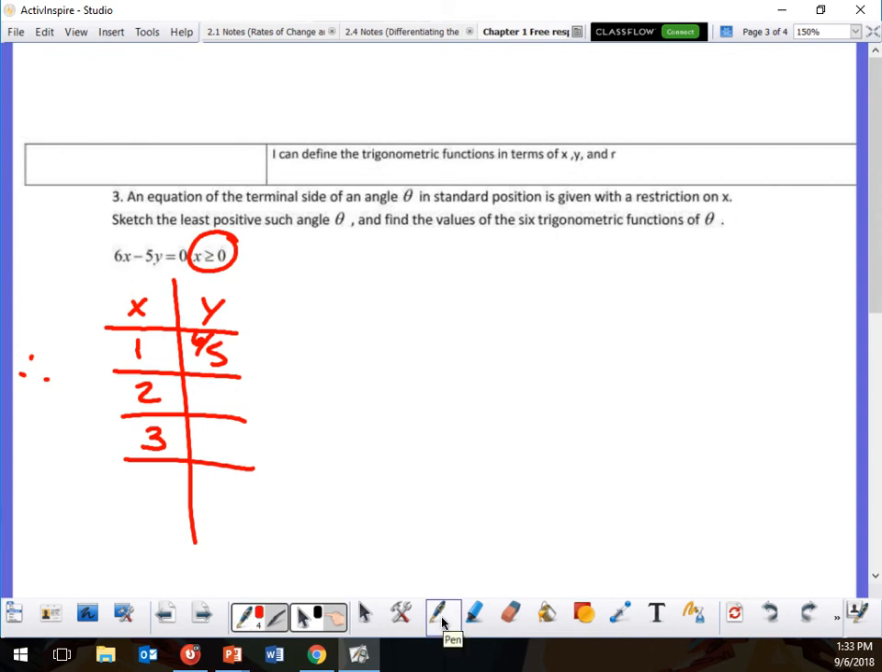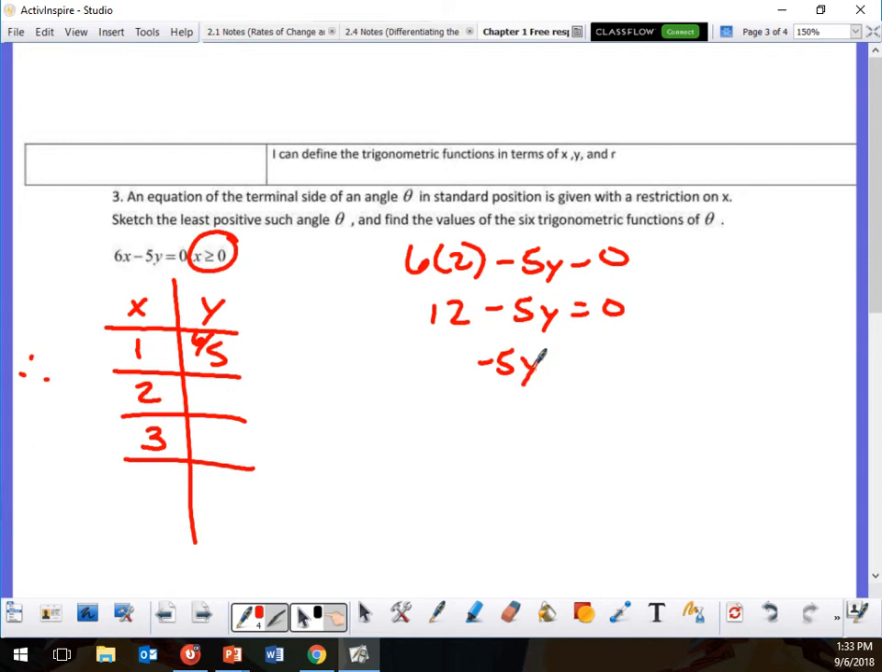So if I plug in 2, it's going to be 6 times 2 minus 5y equals 0. So it's 12 minus 5y equals 0. Subtract 12, so I get negative 5y equals negative 12. Y is positive 12 over 5. That one didn't work either, right? What is making this a fraction every time?